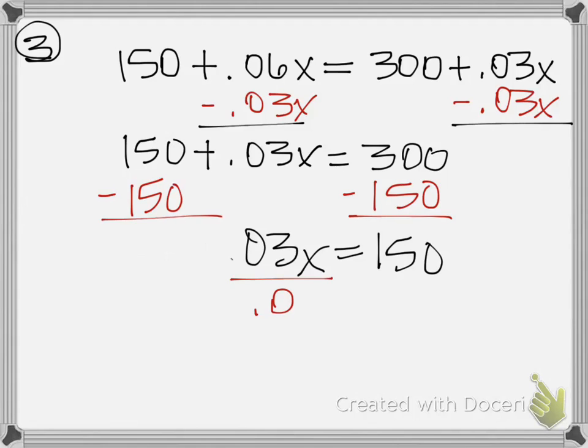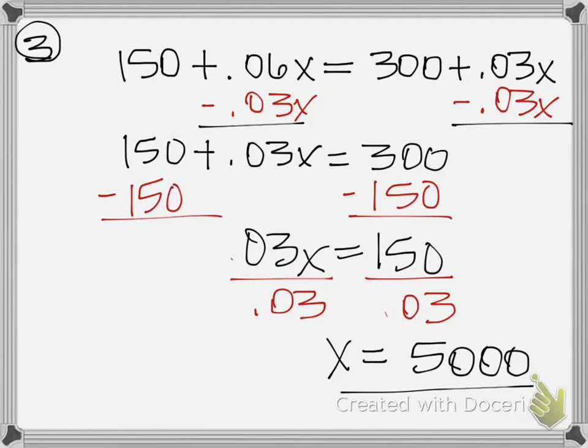And divide by 0.03. So how many copies? That ends up being 5,000. So what this kind of translates to is if you're making less than 5,000 copies, then it's cheaper to go with Company A because you have that flat fee and it's less expensive. But once you hit the break-even point of 5,000, then it's going to be cheaper to switch and go to Company B. So it just kind of depends on how many copies you need to make.